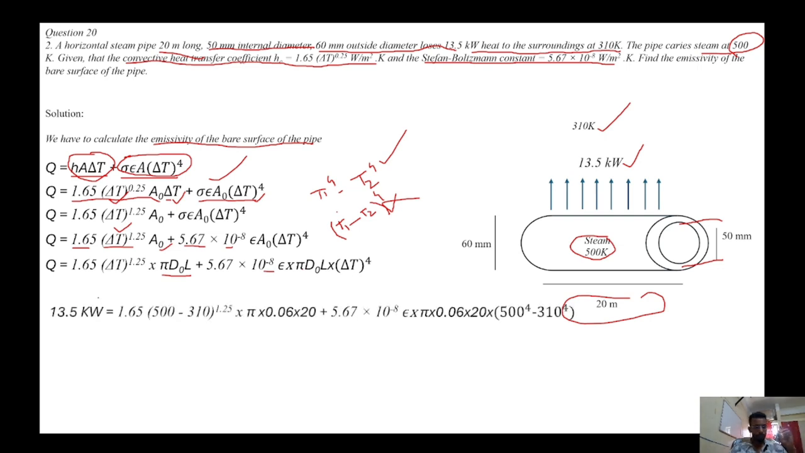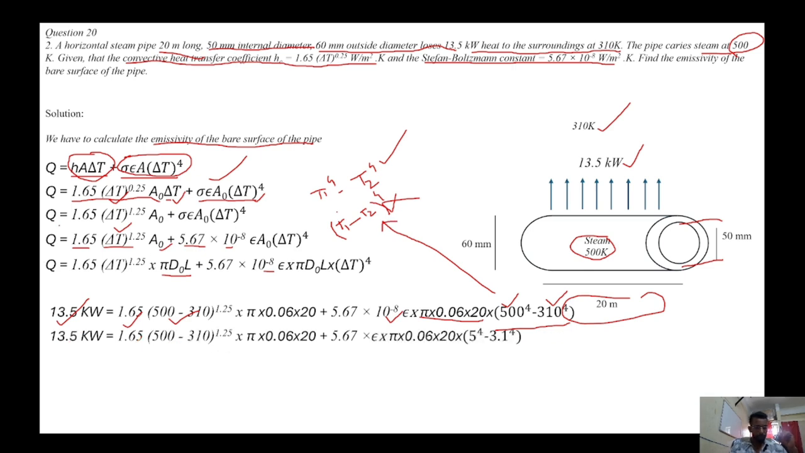Now Q is 13.5 kilowatt, equal to 1.65 times (500 minus 310) times 1.25 into pi d naught L, plus 5.67 into 10 to the power minus 8 times pi d naught L into (500 to the power 4 minus 310 to the power 4). So this is the thing I am talking about here. Now solving further: 13.5 kilowatt, 1.65, 500 minus 310, 1.25, pi d naught L, 5.67.